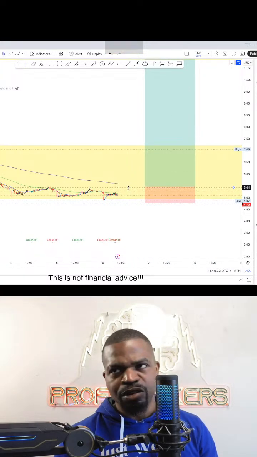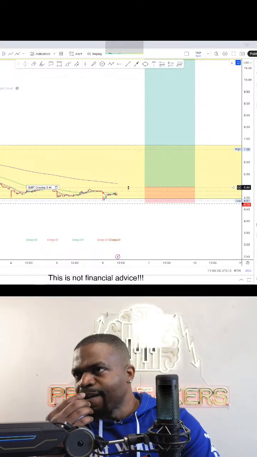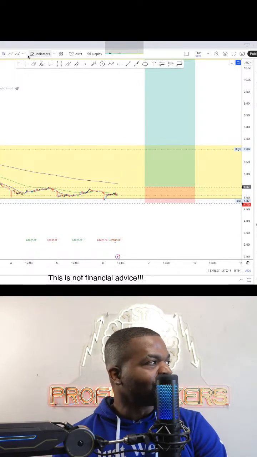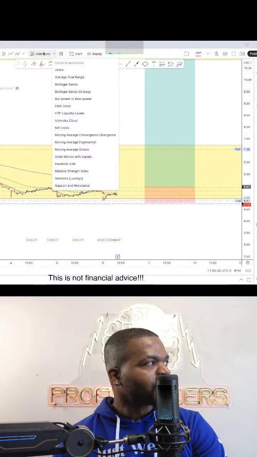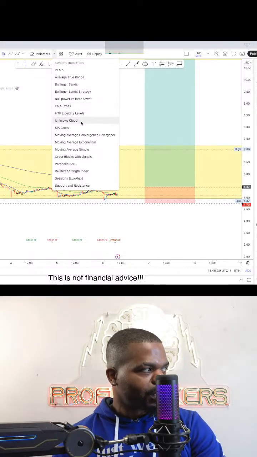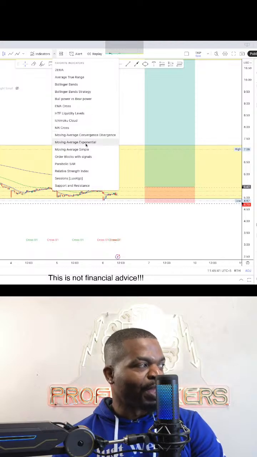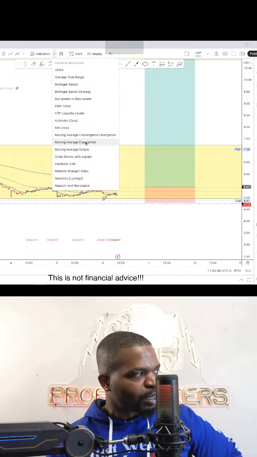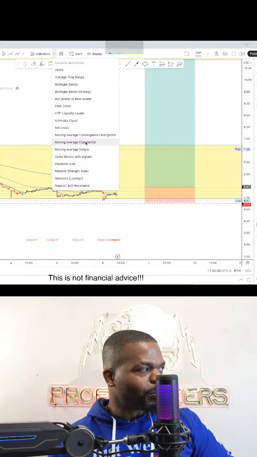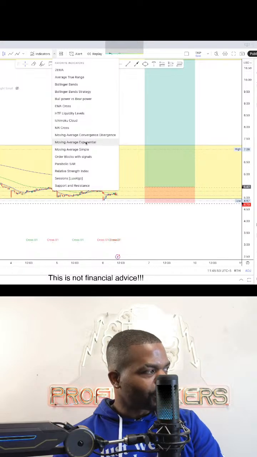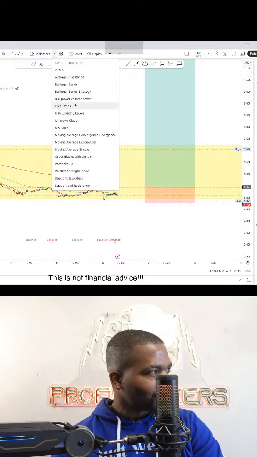Now let me see that other chart. Oh, on TradingView, if you're trying to look for EMAs, you go to indicators and you just put EMA or moving averages. Moving average exponential. That's the one you're looking for. And you can put the 50 and the 200 just for those particular reasons.